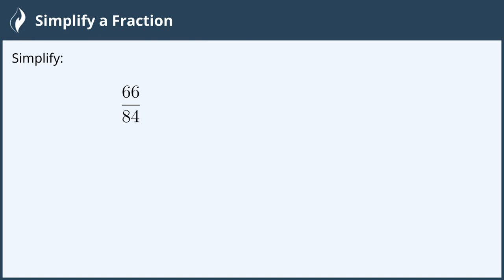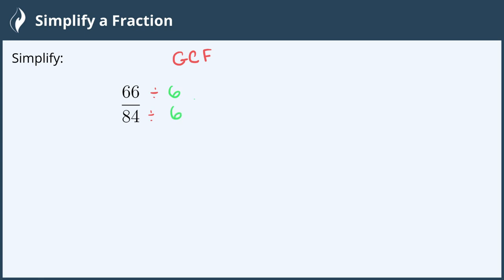Hi everyone! In this video we will simplify a fraction. Simplify 66/84. The first thing we want to do to simplify a fraction is divide the numerator and the denominator by the greatest common factor. The greatest common factor between 66 and 84 is 6.